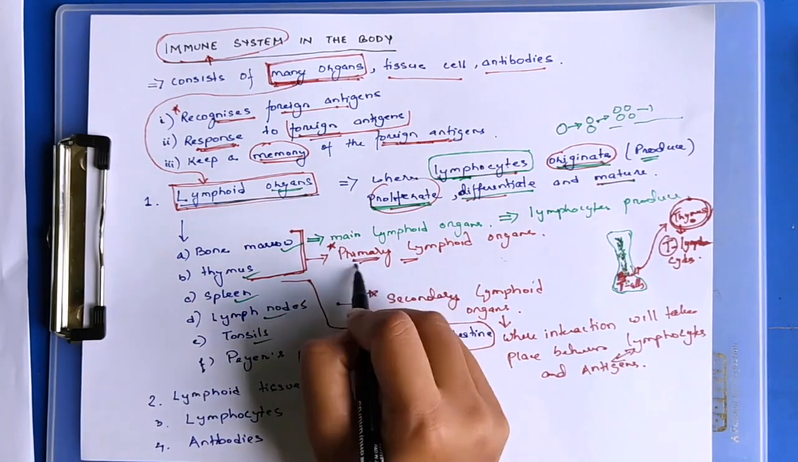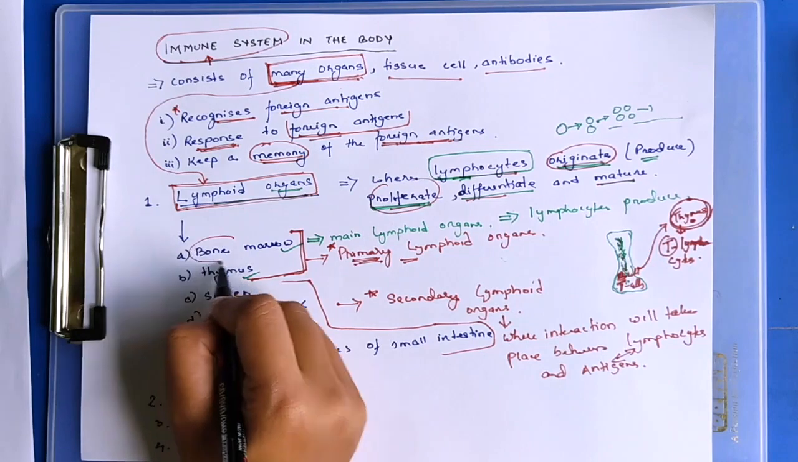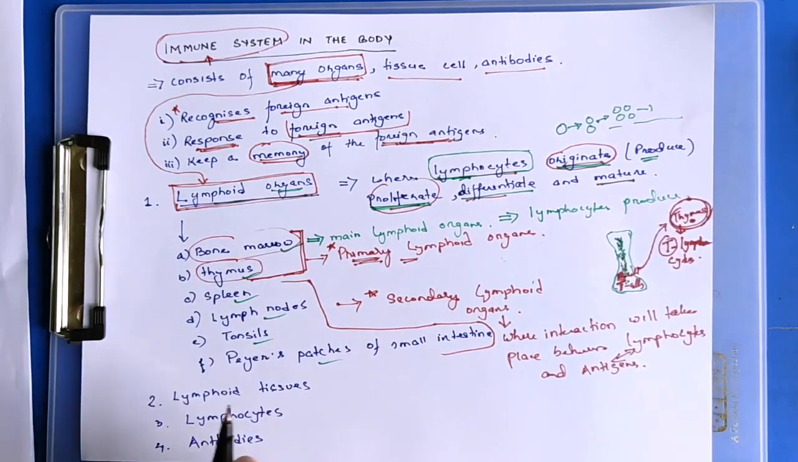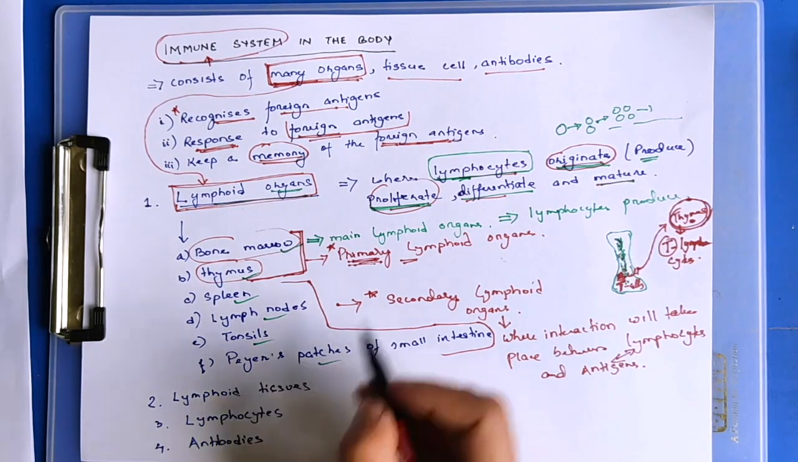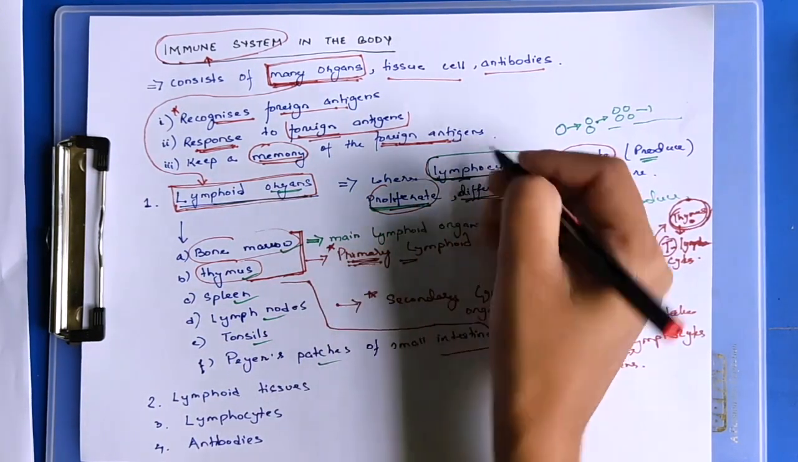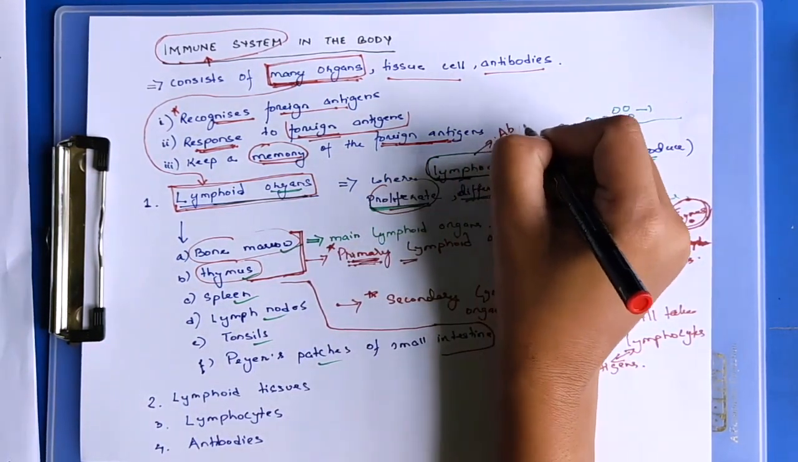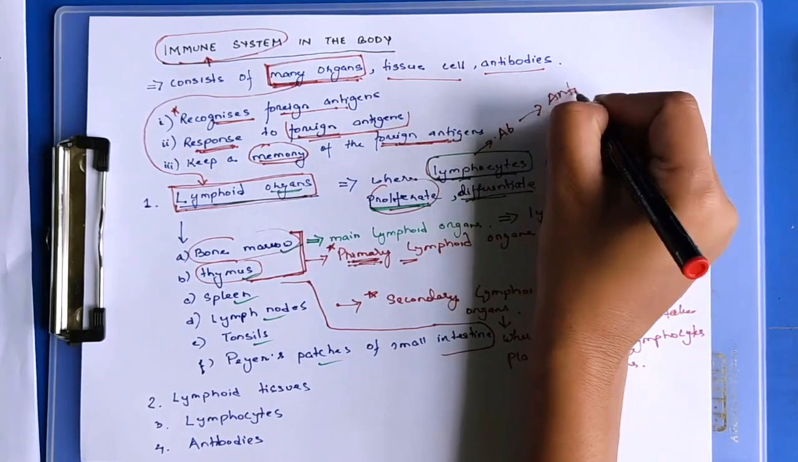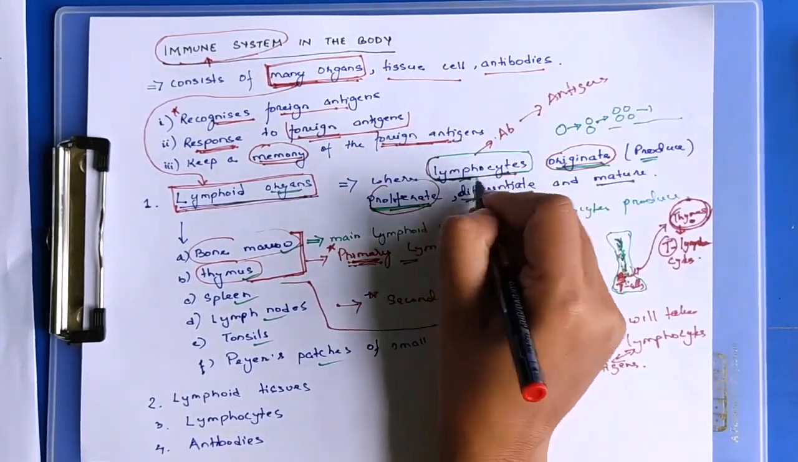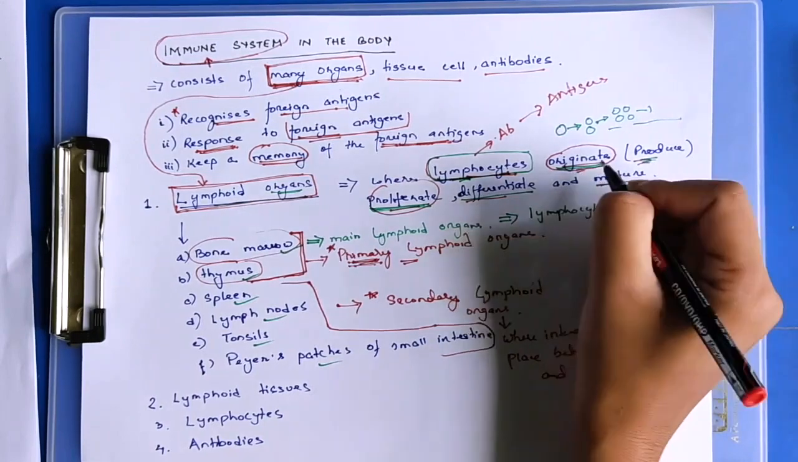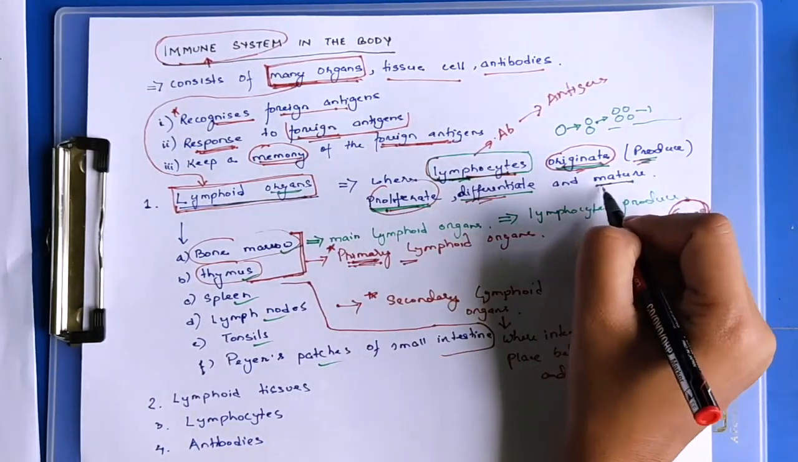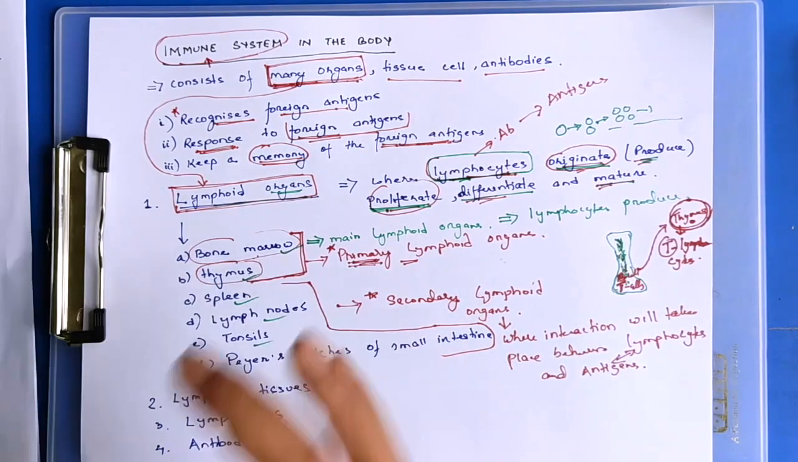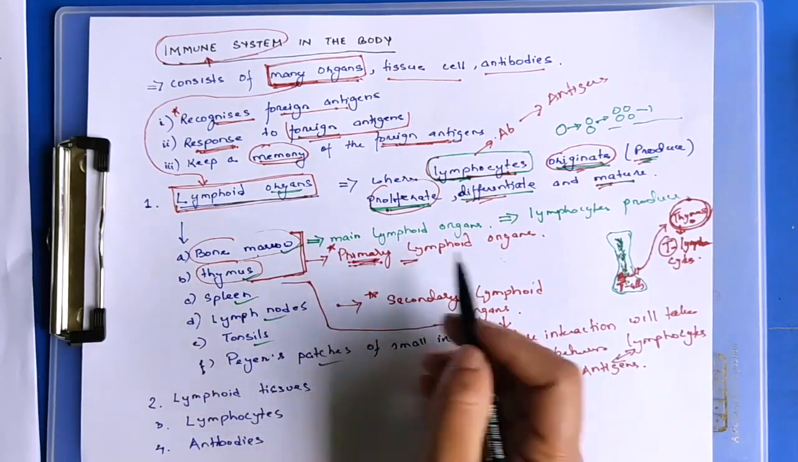Primary lymphoid organs include the bone marrow and the thymus. They are primary because the lymphocytes which produce the antibodies that fight against the antigens are produced, originate, multiply, differentiate and mature in the bone marrow and thymus. So they are primary lymphoid organs.